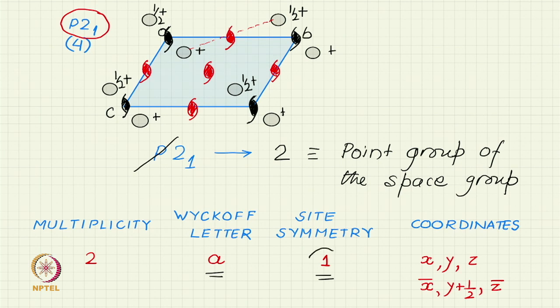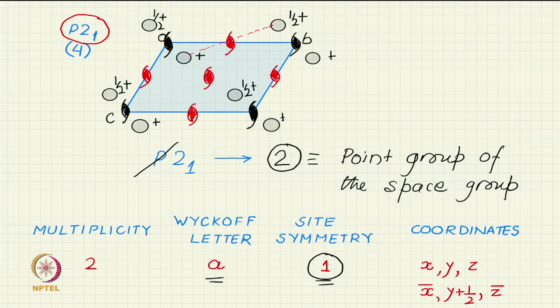So, the point with highest site symmetry is simply 1, whereas the point group of the space group is 2, and these two are not equal, indicating that this is a non-symmorphic space group.